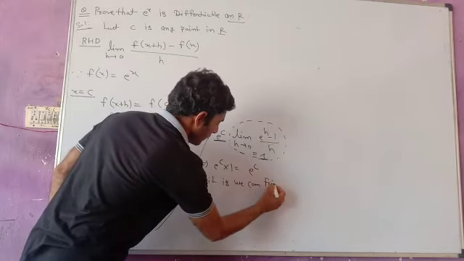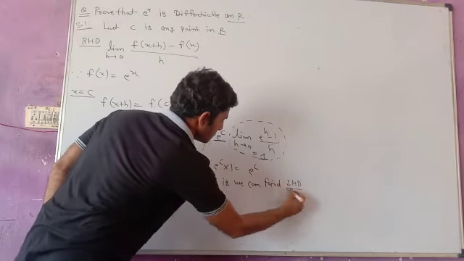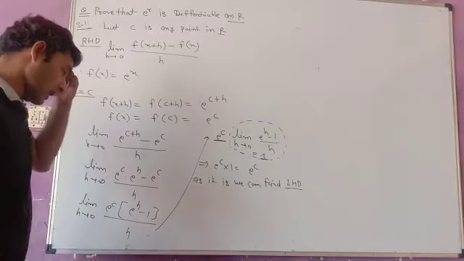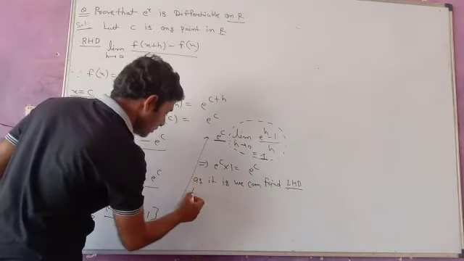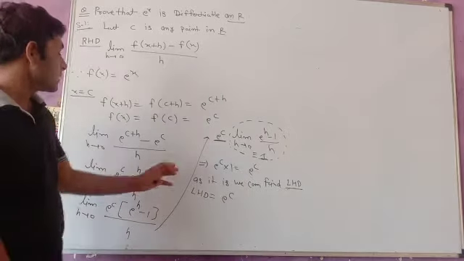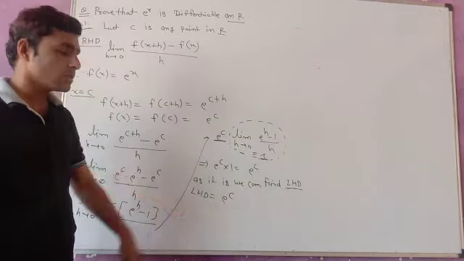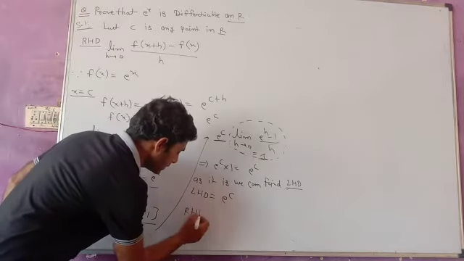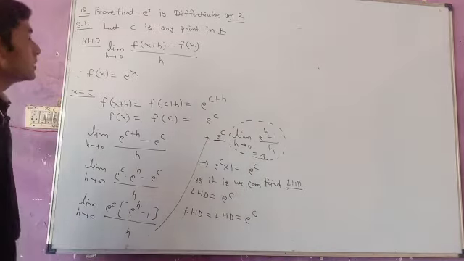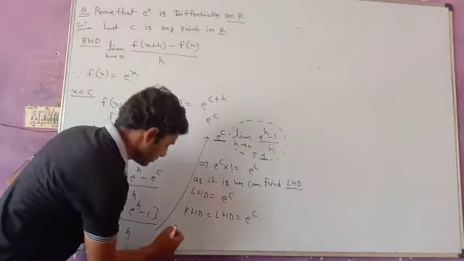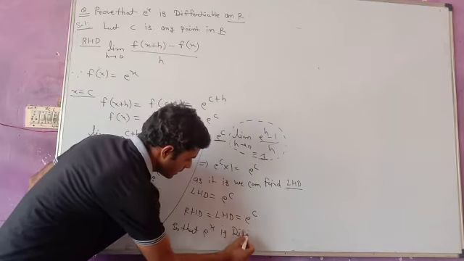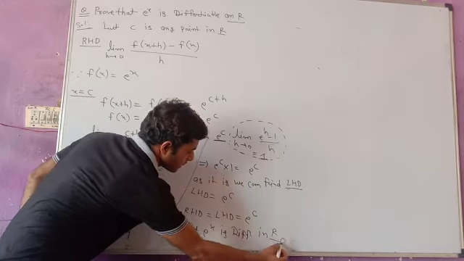As it is, we can find the LHD easily. It's a very simple process, and after calculation you will get the value of LHD is also e power c. Okay, now we have RHD is e power c and LHD is also e power c. Right hand derivative and left hand derivative are both e power c and equal at the given point c. So e power x is differentiable on R.